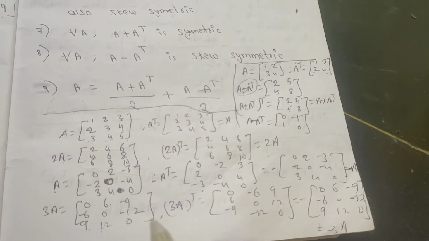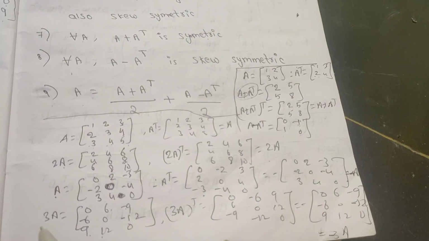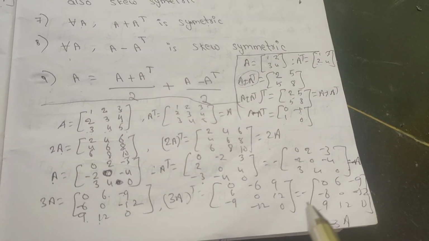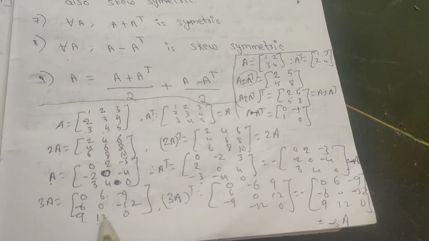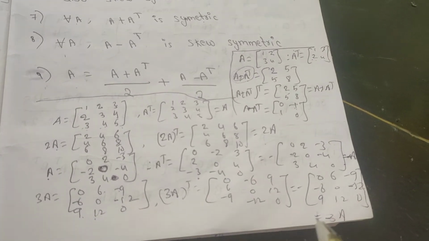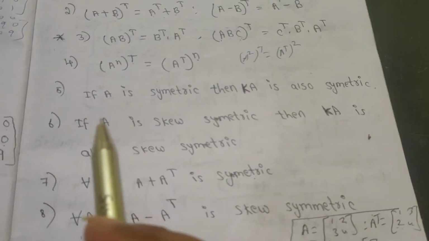So what can you say? If A is skew symmetric, then K is also a skew symmetric matrix. If you observe the matrix directly, you can say skew symmetric. Otherwise, you go for transposition and take minus common, you get the same matrix. This matrix only you may get, that is minus 3A. Okay, then also we can say it is a skew symmetric matrix. Next property.